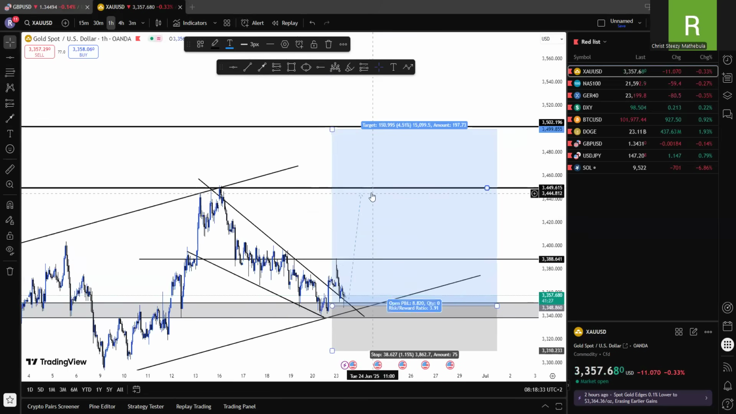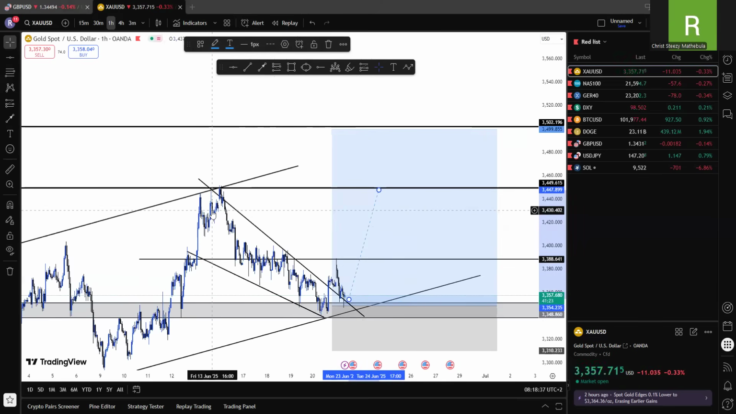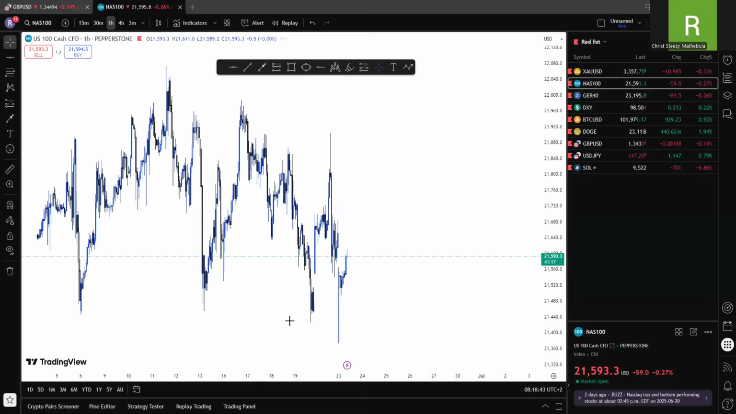And then this will be our final take profit, and then the other one will be just a bonus. So that's what I see in gold. So let's jump into NAS 100 and see what it is that we see on NAS 100.